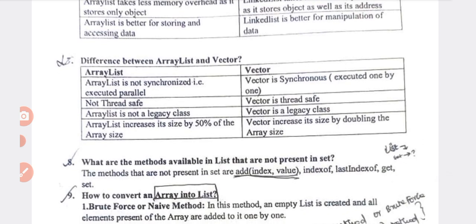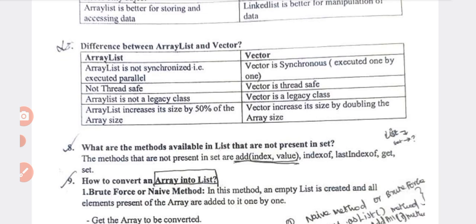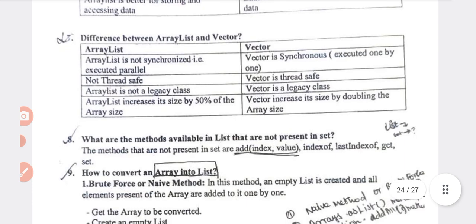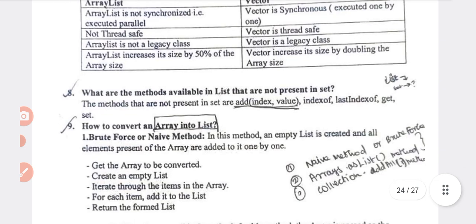The next question is difference between array list and vector. First one, array list. Array list is not synchronized, that is, executed in parallel. Vector is synchronized, that is, executed one by one. Array list is not thread safe. Vector is thread safe. Array list is not a legacy class. Vector is a legacy class. Array list increases its size by 50% of the array size. Vector increases its size by doubling the array size.